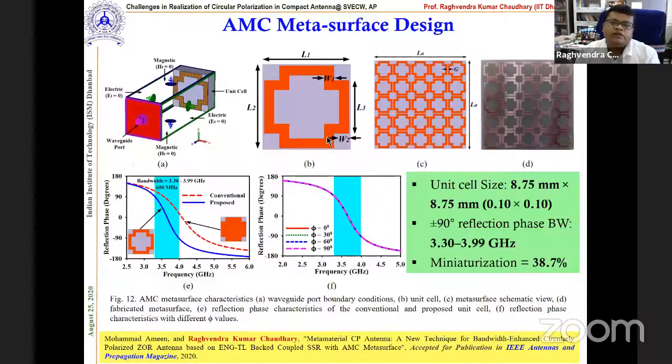Then what we did was perform a broad analysis of this AMC metasurface design. This is a unit cell, and we repeated it. Then we found its reflection phase with frequency, and from 3.4 to 4 gigahertz we have this phase, correct? We also analyzed different incident angles, and the reflection phase with frequency is quite the same. And here the miniaturization is 38.